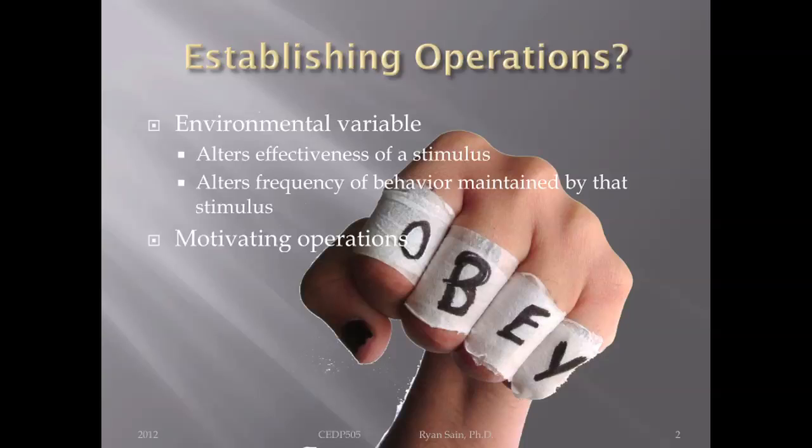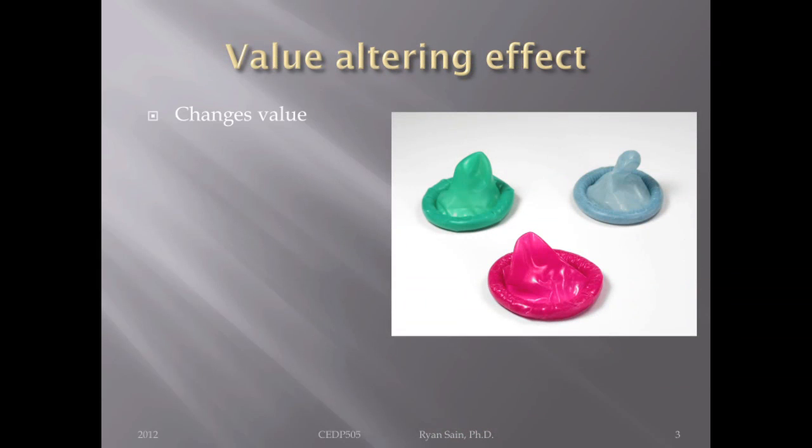There's a few of these things that we can look at specifically. Remember, the focus on these motivating operations is that they are a value-altering effect. So all they're going to do is change the value of that reinforcer. If they decrease the effectiveness of the reinforcer, then we call them abolishing operations.